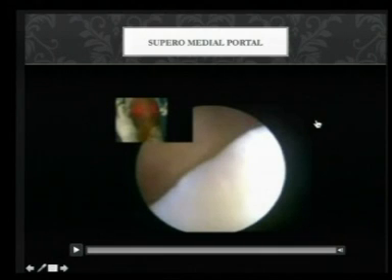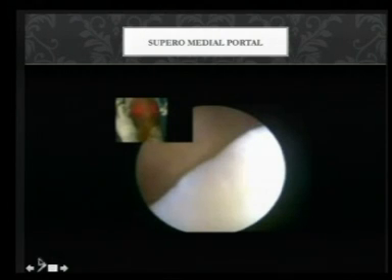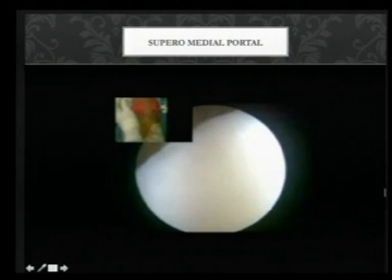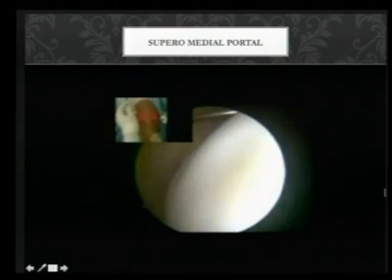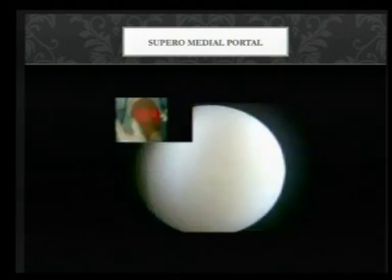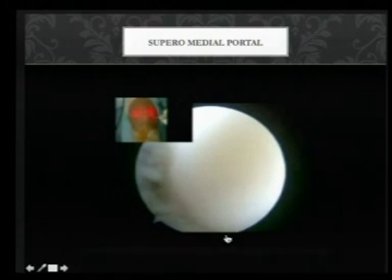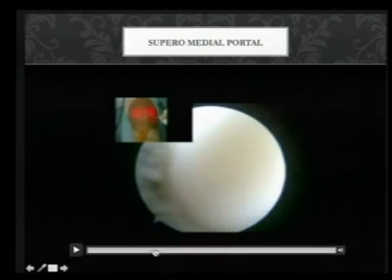You can also make a superomedial portal for patellar surgery or reattachment of the distal tibial ACL avulsion fracture.